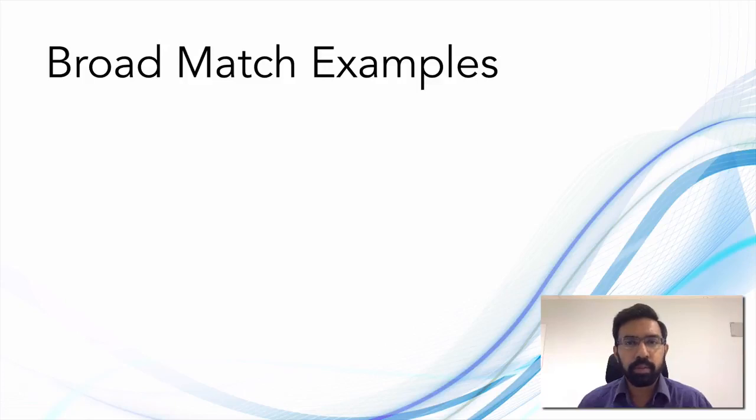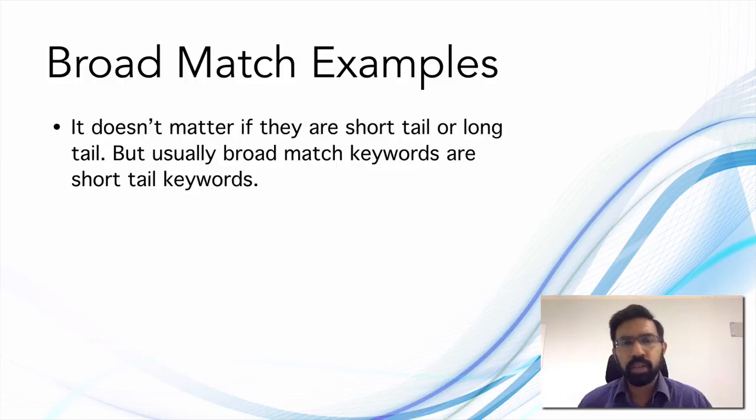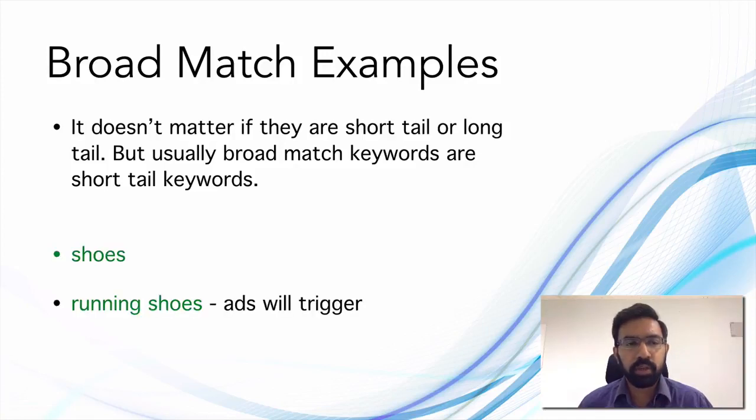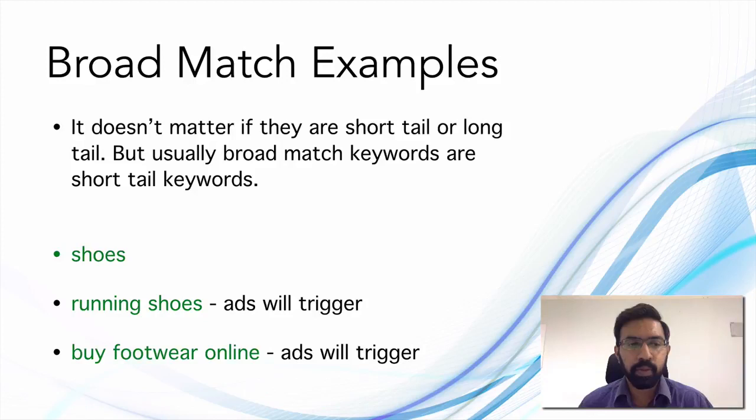We will look at broad match examples so that you get a clear understanding of what broad match is. In general, we talked about short tail and long tail keywords in the last lesson. It doesn't matter if broad match keywords are short tail or long tail, but usually broad match keywords are a little bit shorter tail keywords. Long tail keywords usually are included in the phrase match. So let's say this keyword shoes is a broad match keyword. When someone searches for running shoes, the ads will still trigger because Google understands that running shoes are also related to shoes, and that's how broad match works. For buy footwear online, the ads will also trigger because Google understands that footwear and shoes are the same thing.